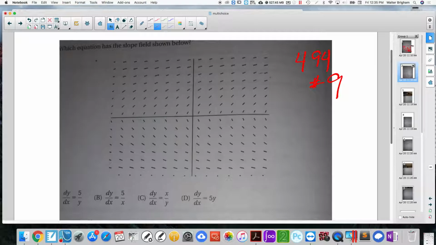Thanks for the info. We want to see which slope field this is. To analyze this, Josh, first I'm going to look at the change in x values. Josh, does the slope change if the x value changes? It does not. So I can eliminate anything that has an x in it.